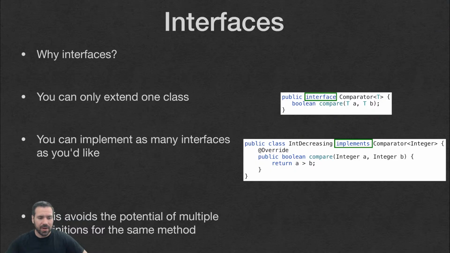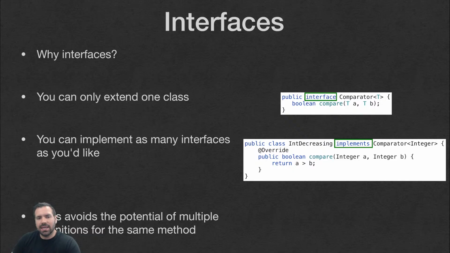I'm covering up this bullet point. I don't feel like moving my face again, but it says this avoids the potential of multiple definitions for the same method, which is what I'll explain here. So we would create an interface because you can only extend one class. You only get one shot at extending a class in Java.